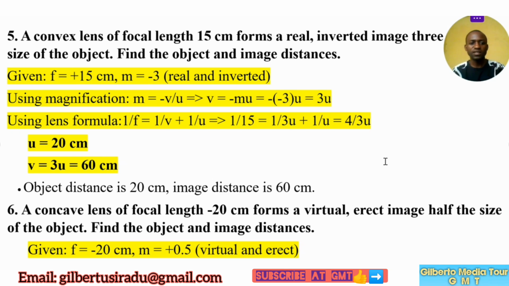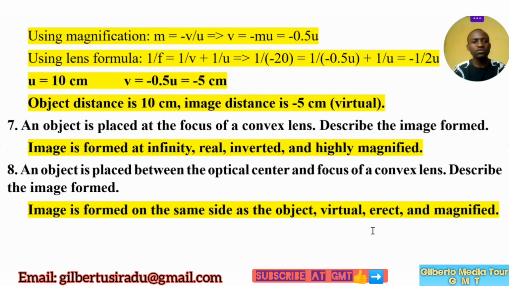Let's continue with question six. A concave lens of focal length equal to negative 20 cm forms a virtual erect image half the size of the object. Find the object and image distances. It's just to use the data we have, using the magnification equation and the lens equation. You can find the object distance and the image distance. You see, because the lens is diverging or concave, image distance is negative, object distance is positive.